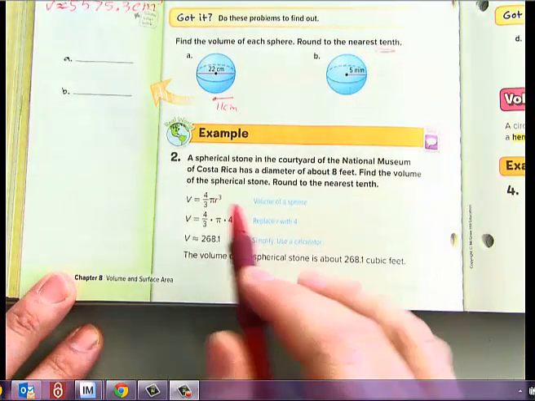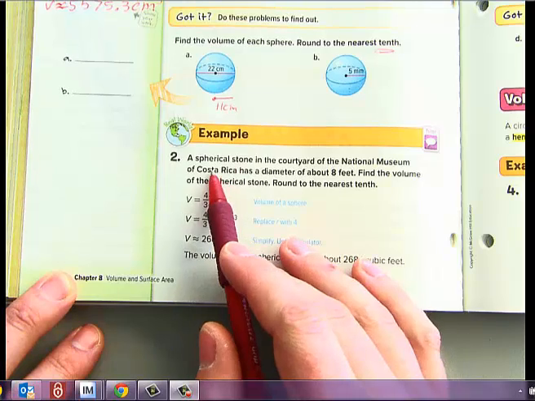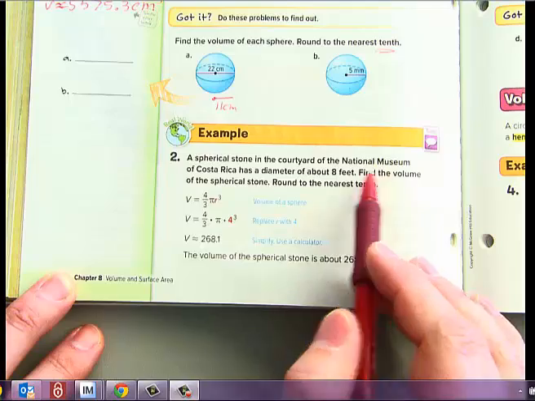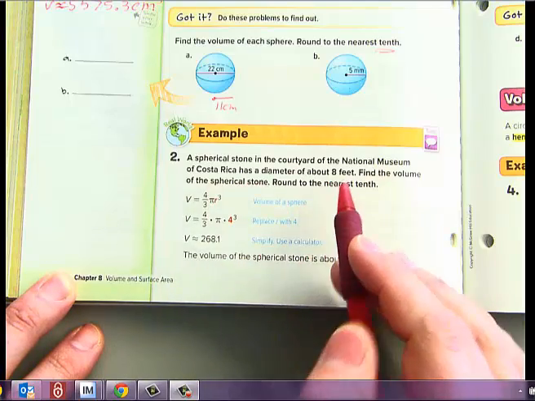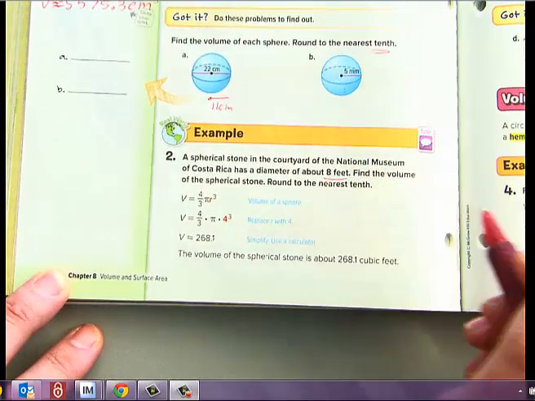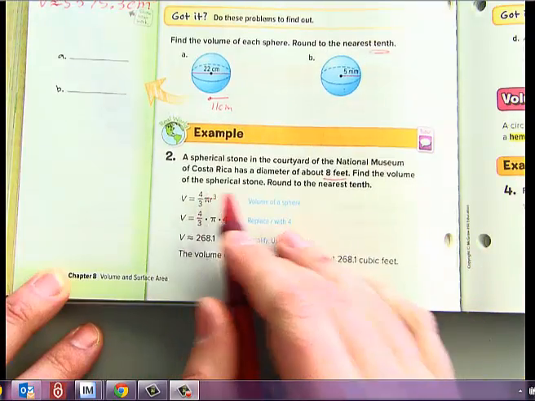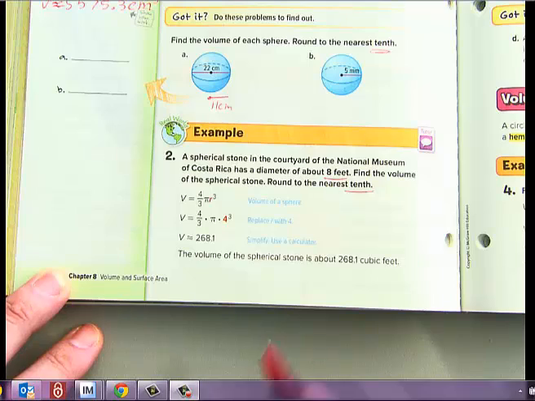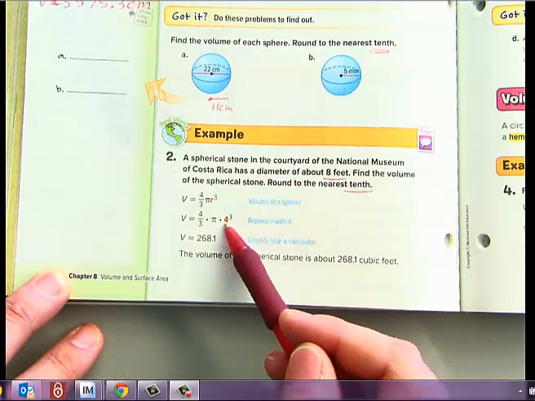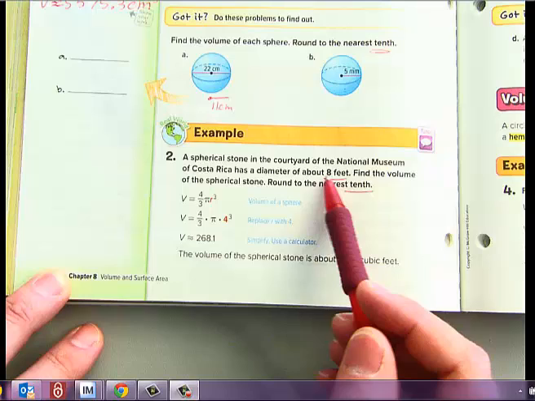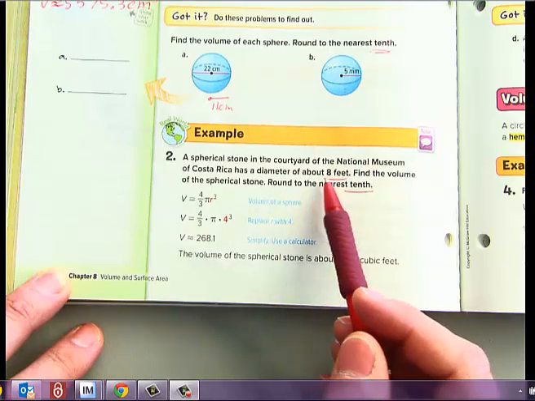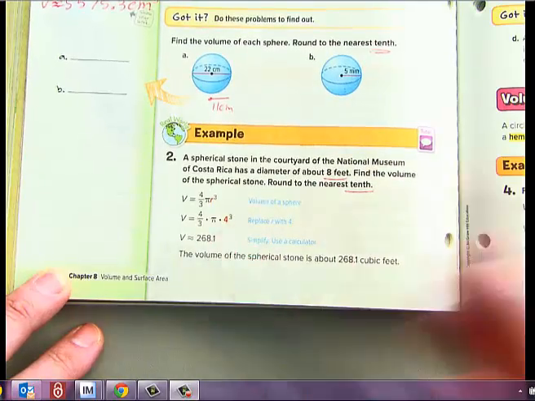Now number 2. It says a spherical stone in the courtyard of the National Museum of Costa Rica has a diameter of 8 feet. Okay, so that's my diameter. Find the volume of the spherical stone, round to the nearest tenth. So I'm underlining the important information there. Notice it plugged in a 4, not an 8. That's because this was the diameter. You really have to watch that closely, whether you're given diameter or radius, because it's going to be switched around on you. So we cut that in half, and it was a 4. That's how they worked that one out.